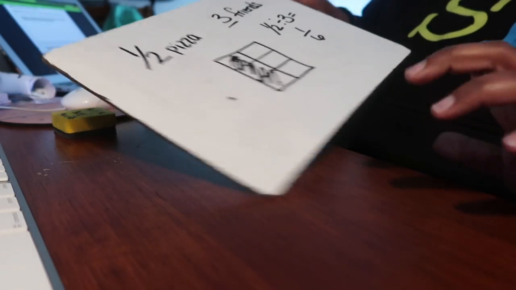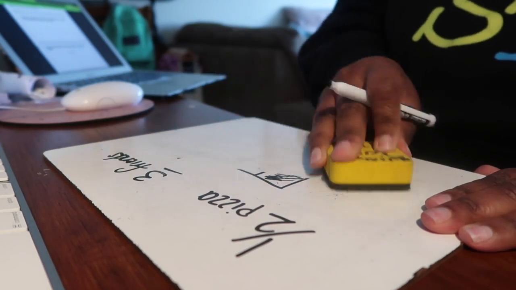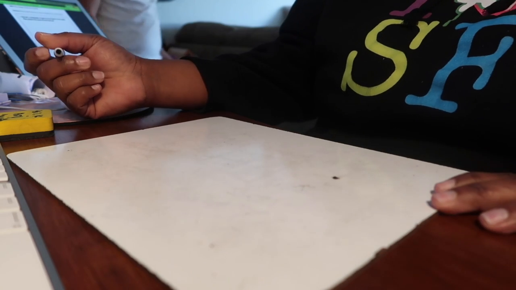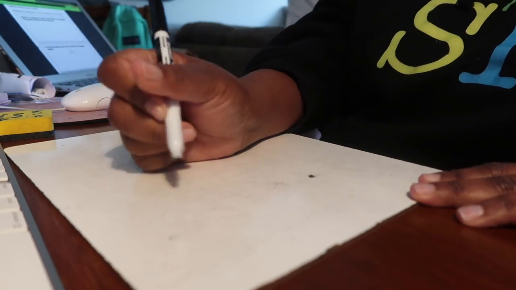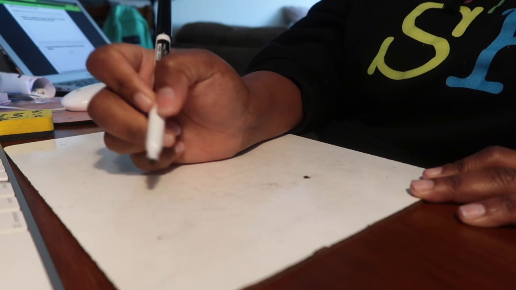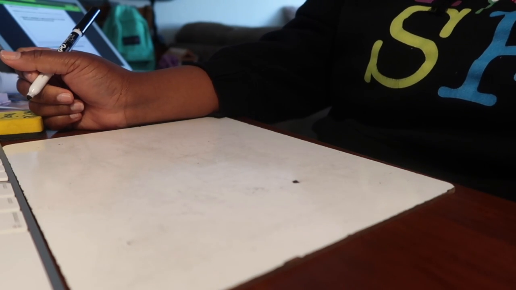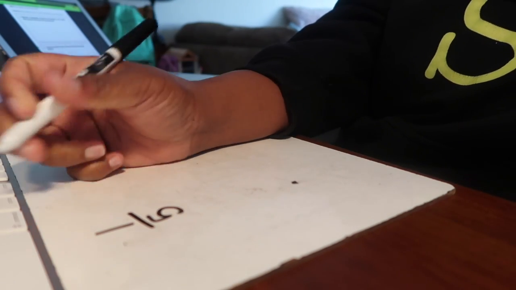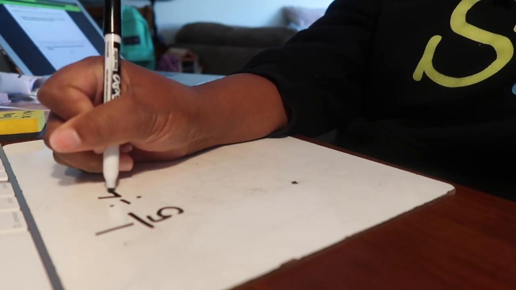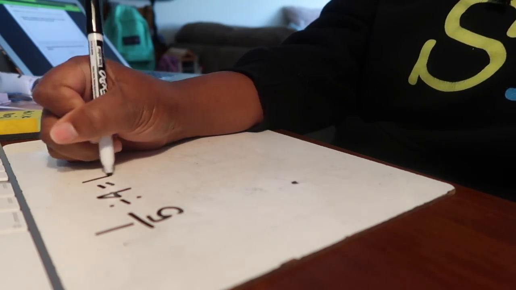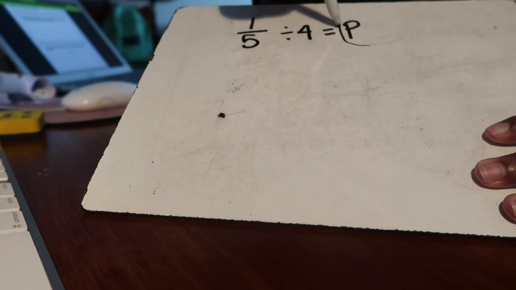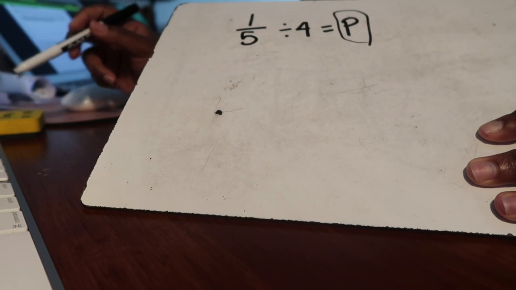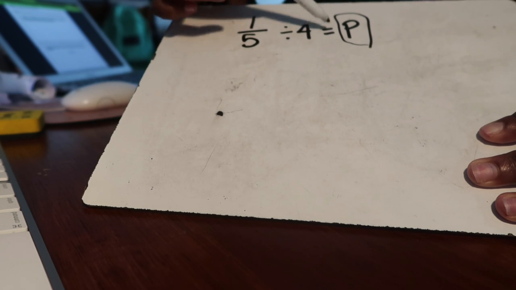All right. So the next one has another division problem, but this time we are going to make a word problem. So, the one with the eggs. The problem says, create a word problem, draw a model, and solve for the following equation. So the equation is 1/5 divided by 4 equals P. P represents the unknown. That's what we're trying to figure out, what P is. So we have 1/5 divided by 4 equals P.